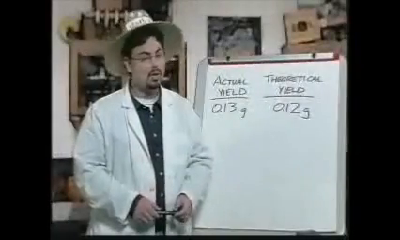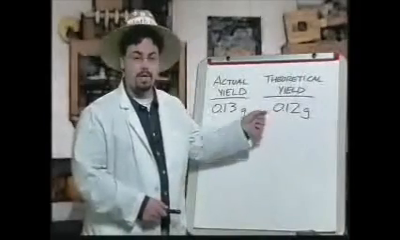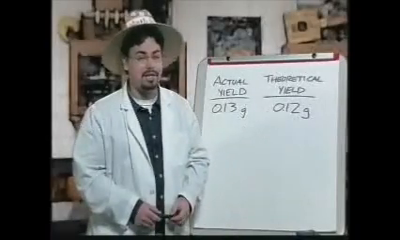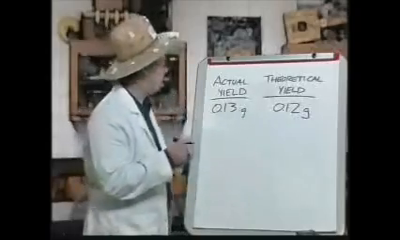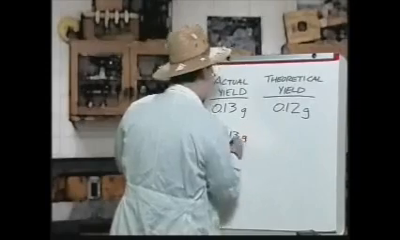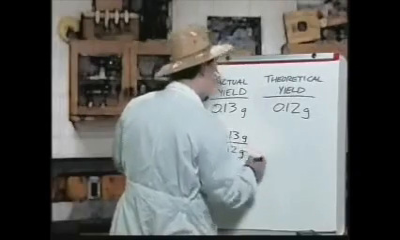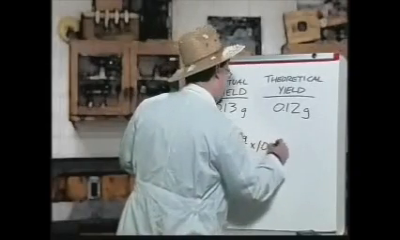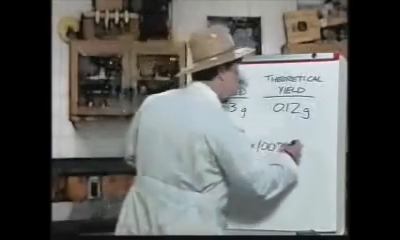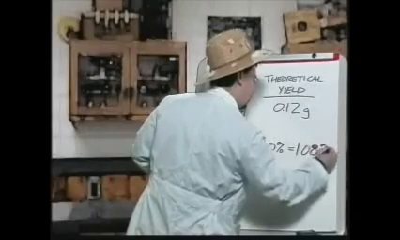Very good. Remember, my student has helped you to calculate the theoretical yield. Now that you have both the actual yield and the theoretical yield, we can calculate the percent yield. We simply divide the actual yield, 0.13 grams, by the theoretical yield, 0.12 grams, and multiply by 100%. That gives us a yield of 108%.